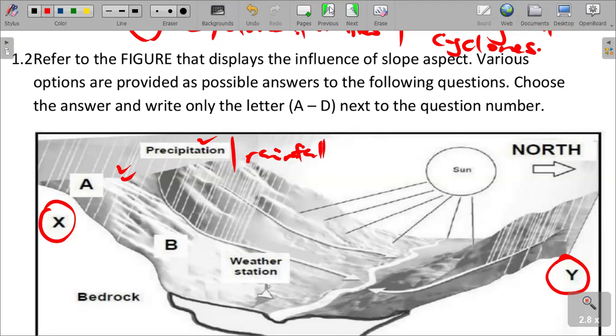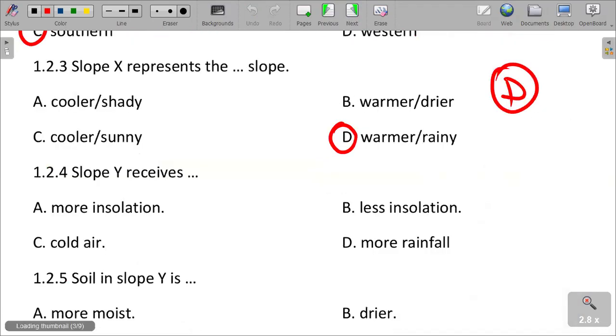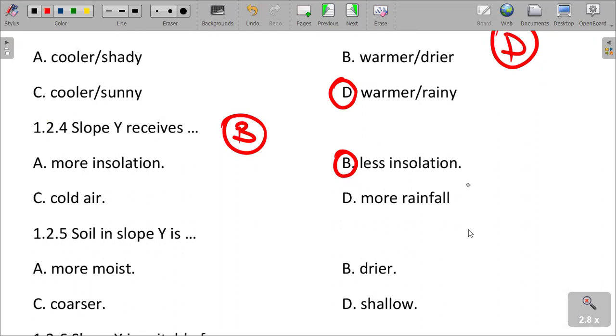So the question is saying slope Y receives less insolation, which is to say that the answer is B. It is in the shadow zone. It is sometimes defined as a slope which is in the shadow zone, which means that quite a lot of the time it is within the shadow.